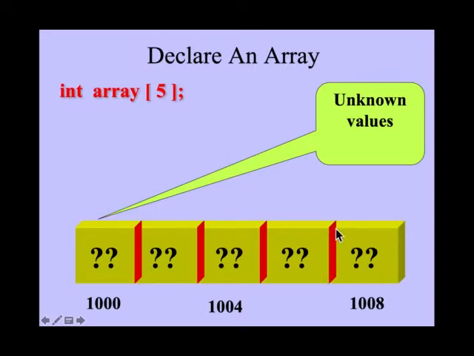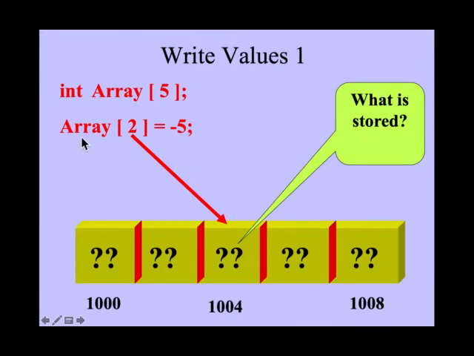Those are the addresses. Okay, so let's do random writing into this array. I'm writing a program statement, array[2] = -5. What it is saying is to go to the cell with index 2. That will be 0, 1, 2, this cell, and write -5 there. So what is stored in this cell? Well, -5 is stored there.